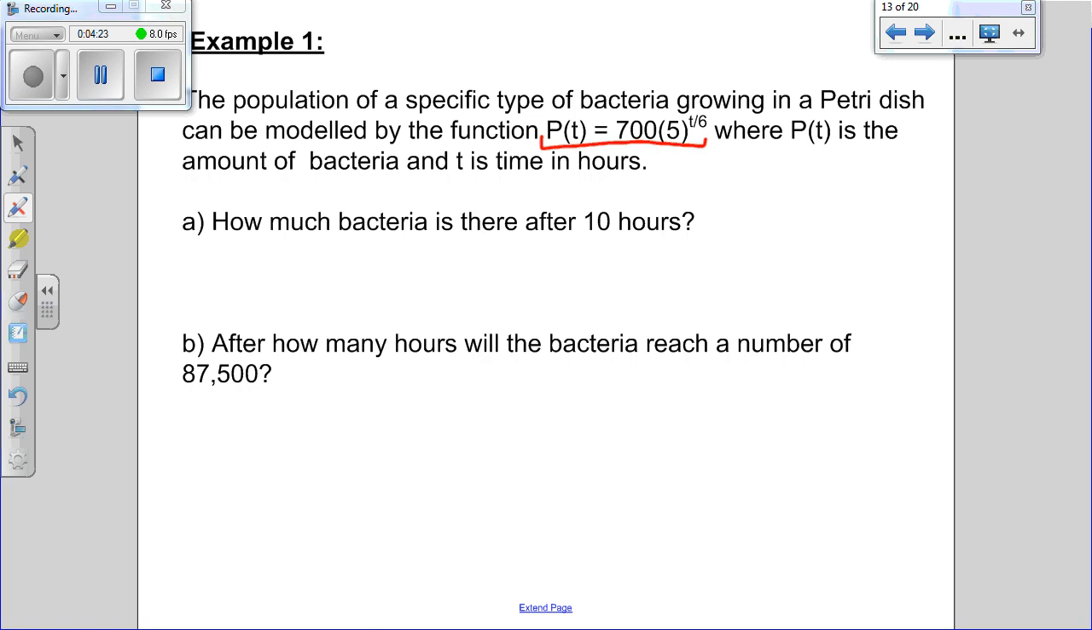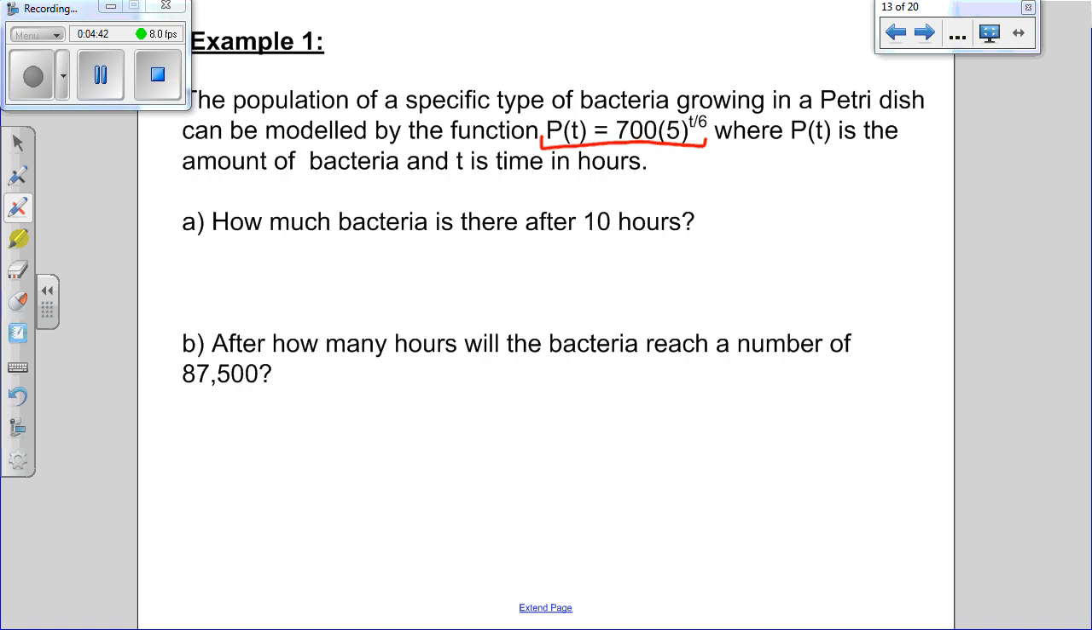So, P of T is how much bacteria you currently would have. If you're looking at this formula, 700 would be how much you started with, and 5 would be your rate of growth. So it's going to increase by 5 every time your time goes up 1 full period.